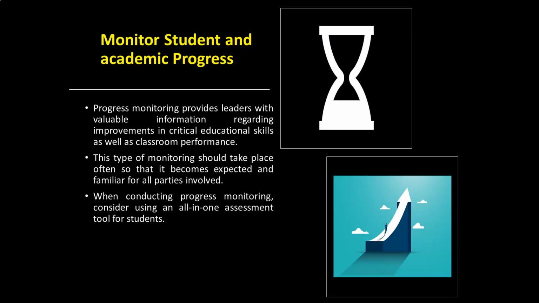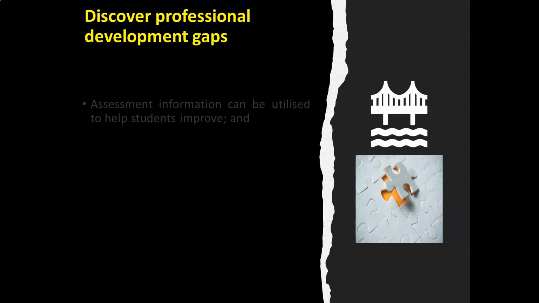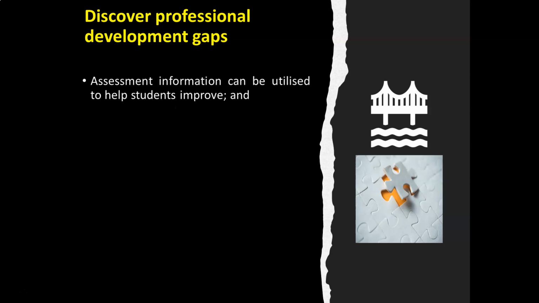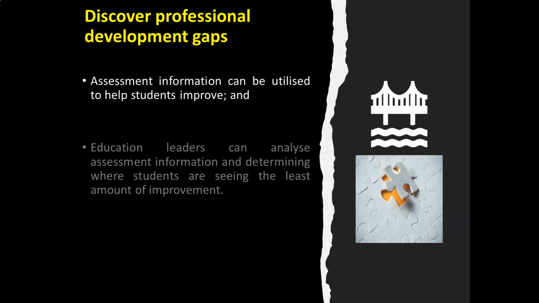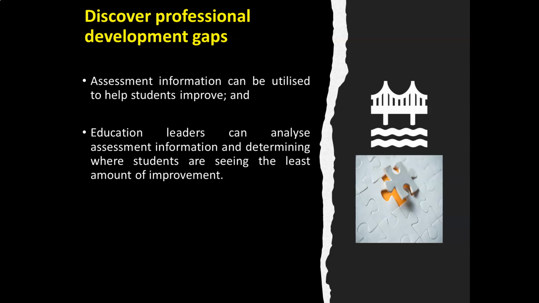5. Discover professional development gaps. While many people believe that assessment information can only be utilized to help students improve, there is another trend. Education leaders are analyzing assessment information and determining where students are seeing the least amount of improvement. This information points them to the overall professional development gaps for academics.